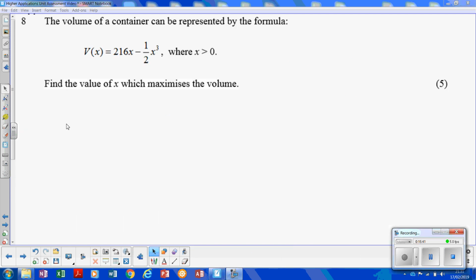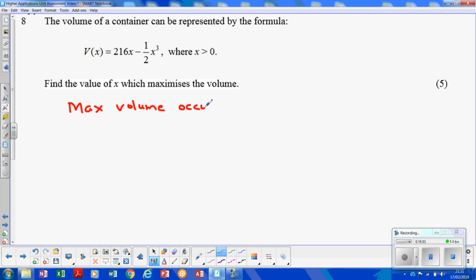Question 8. The volume of a container can be represented by the formula V is equal to 216x minus a half x cubed, where x is greater than 0. Find the value of x which maximises the volume. Right, so this is an optimisation question. So we start off by saying max volume occurs when V'(x), the derivative, is equal to 0. That's your statement. You write it down and you clearly underline it.